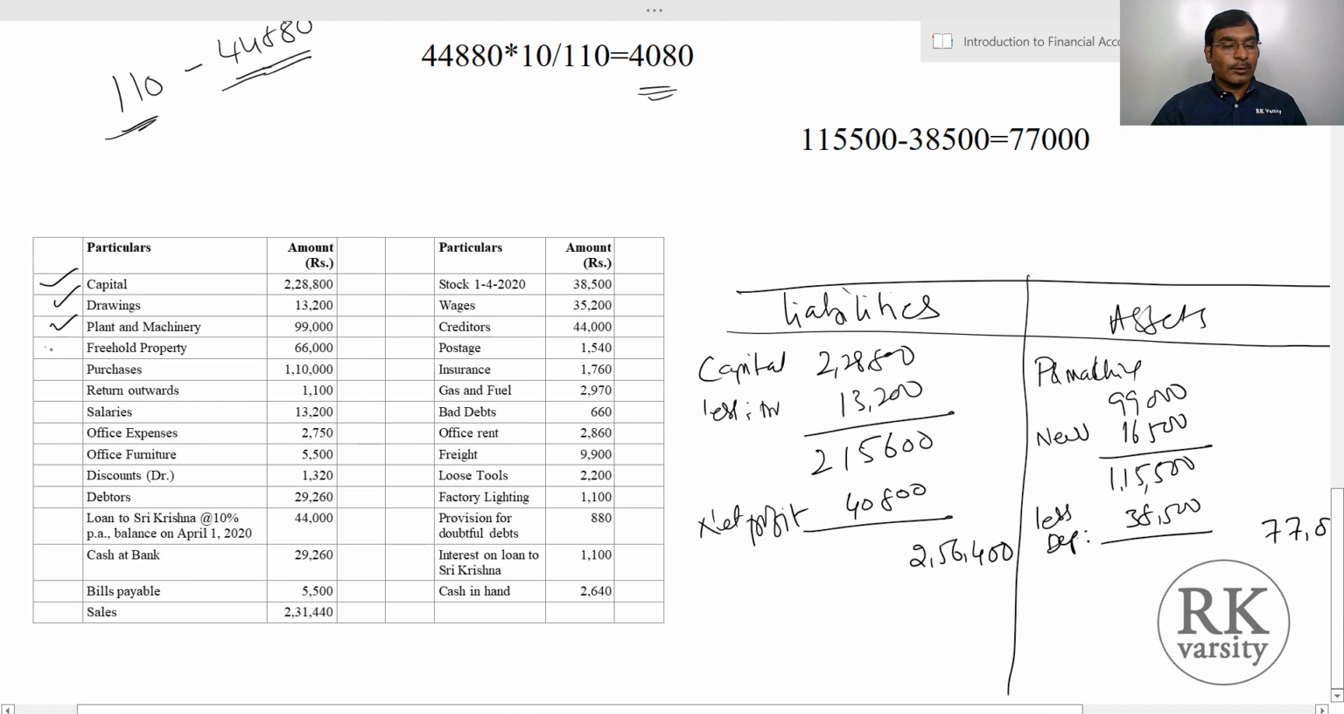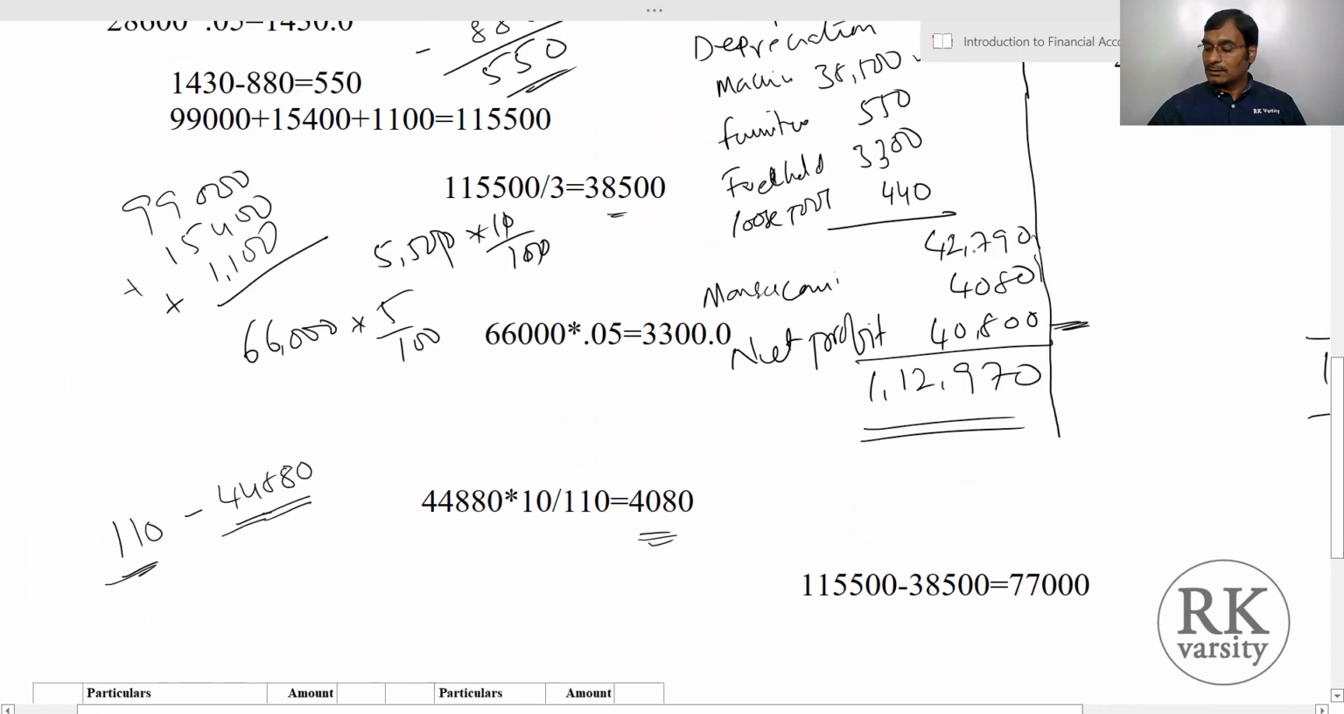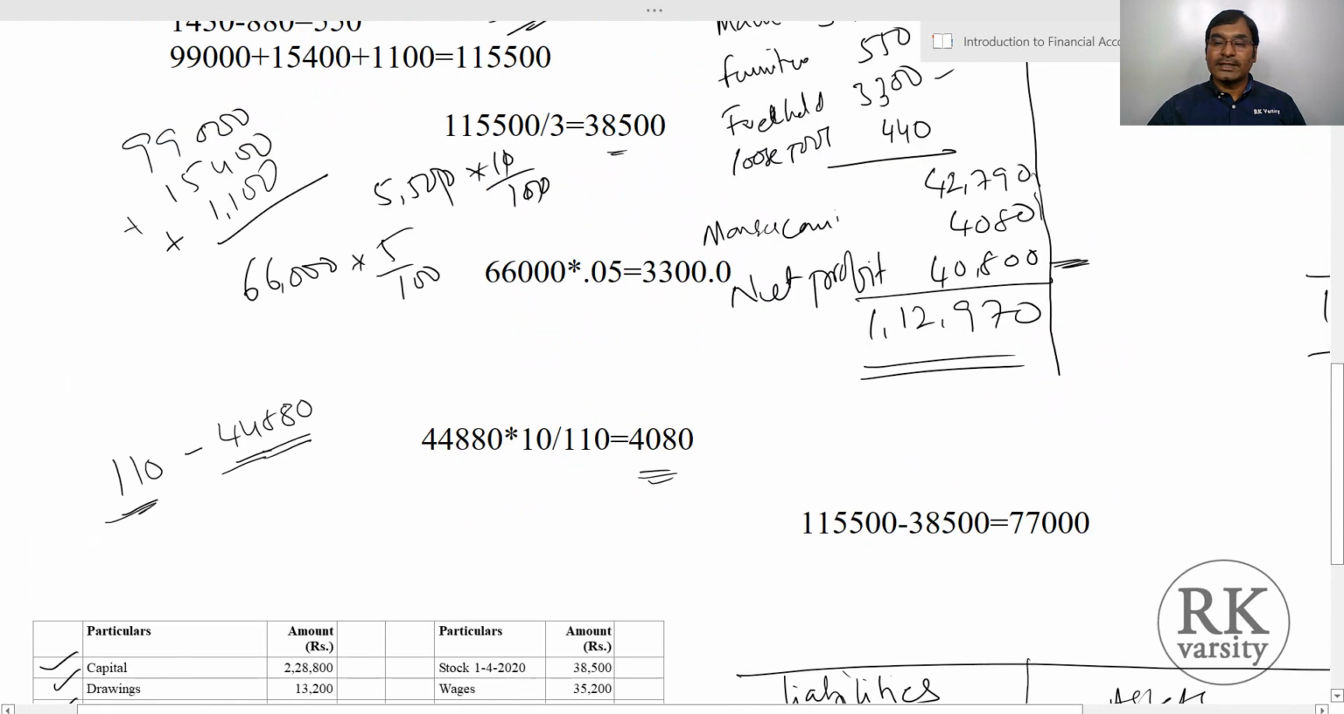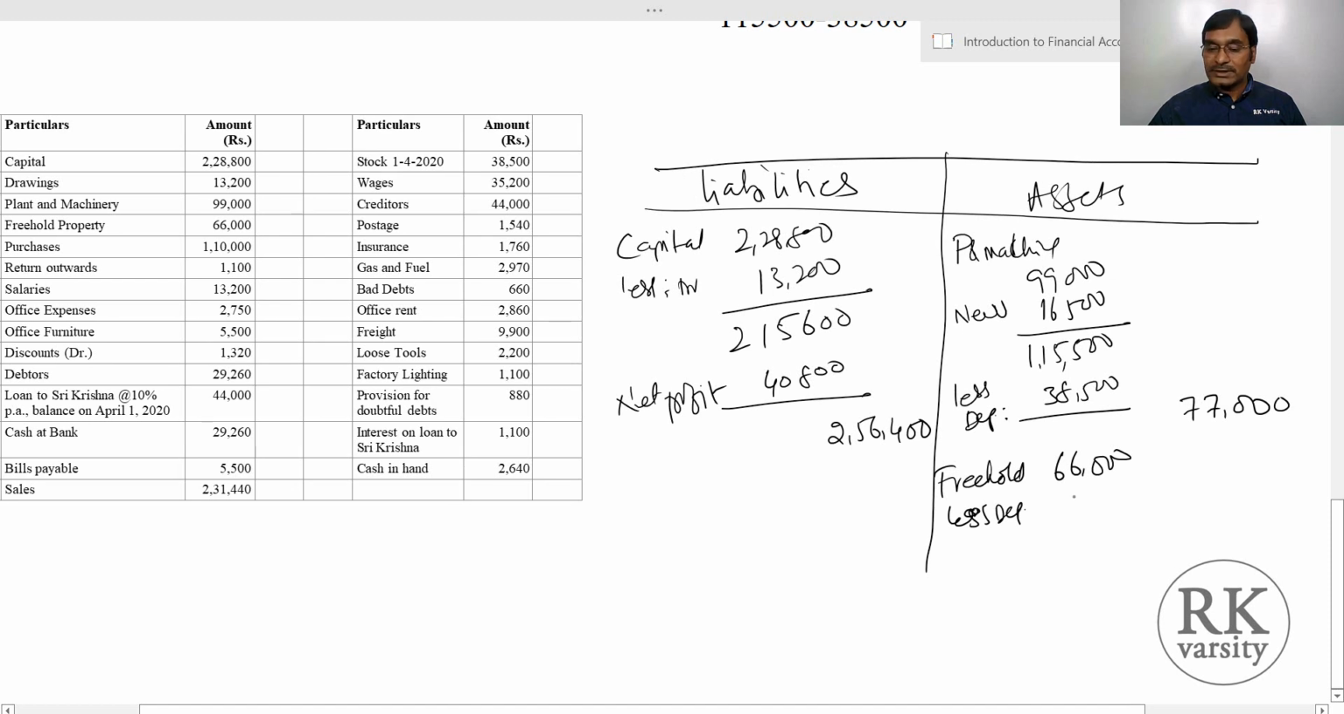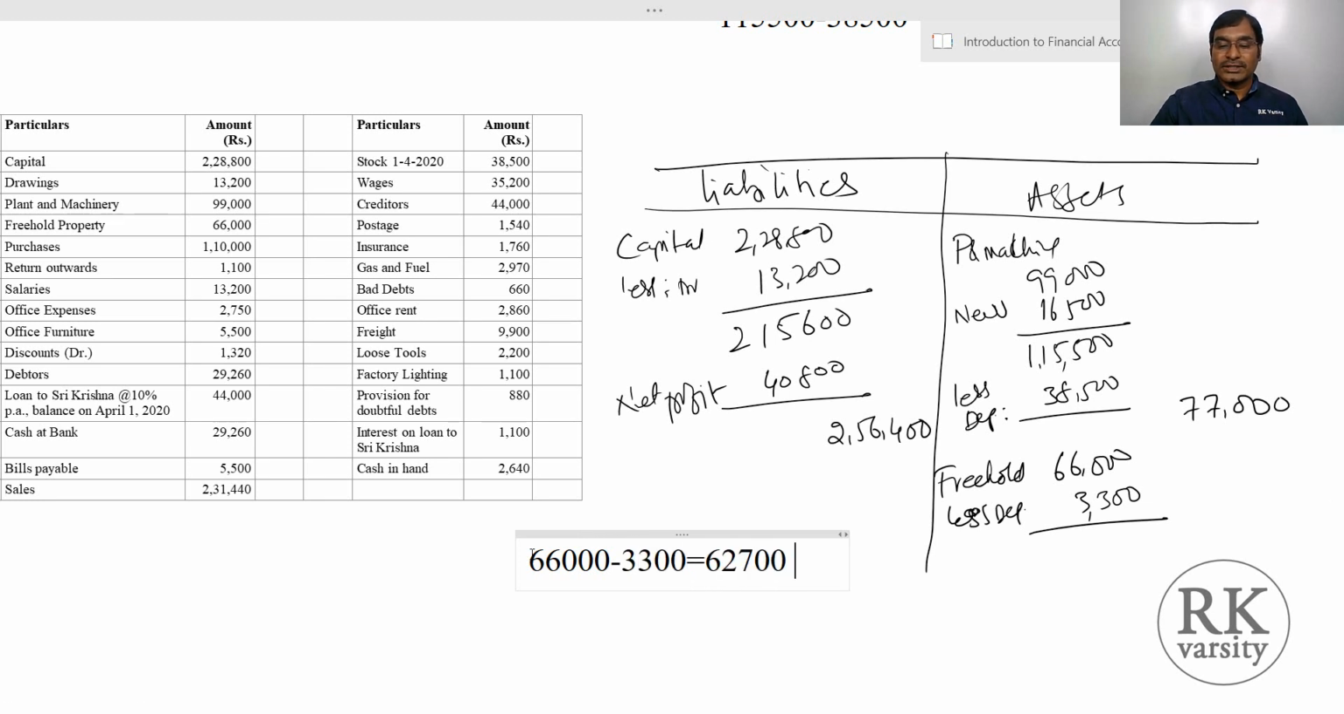Freehold property is 66,000. On this, less depreciation. How much depreciation did we create on freehold property? Here we have 3,300. Then this gives us 66,000 minus 3,300, so 62,700.